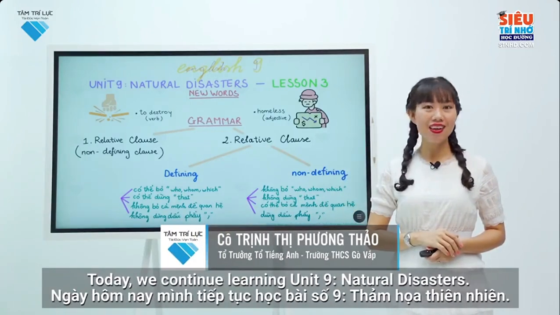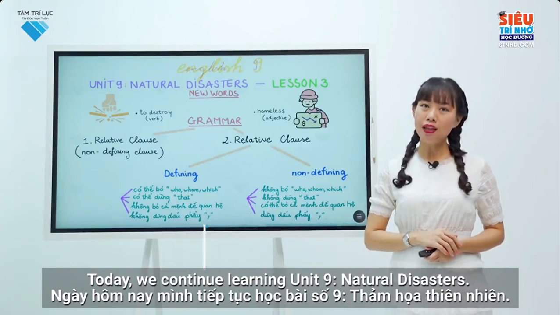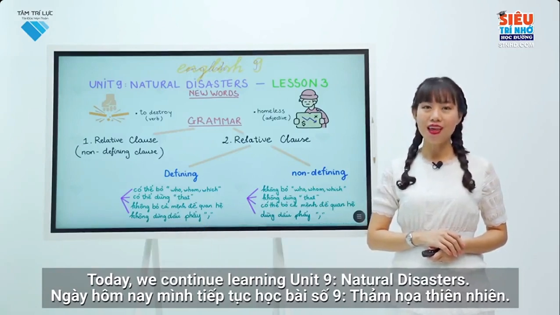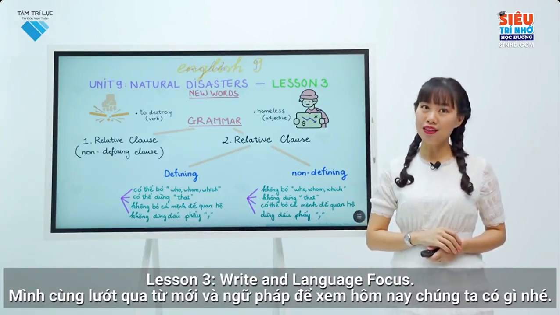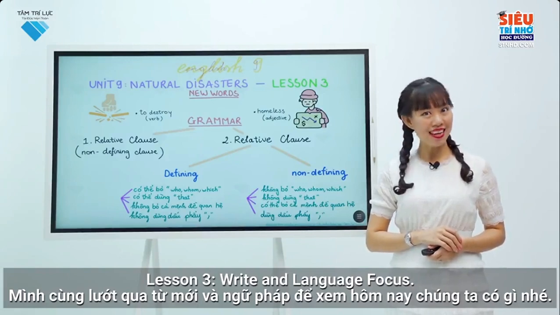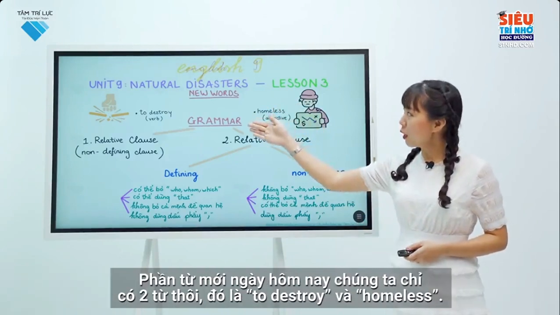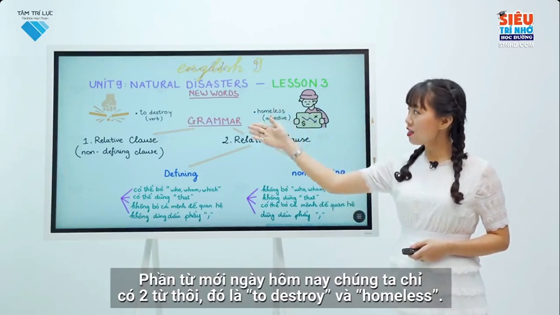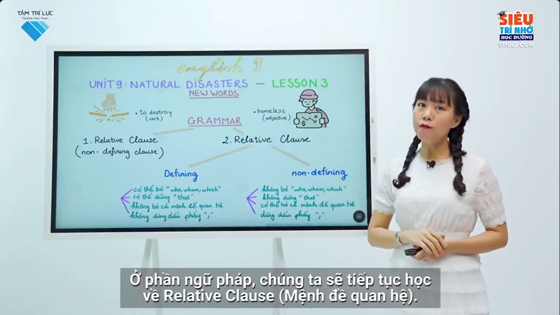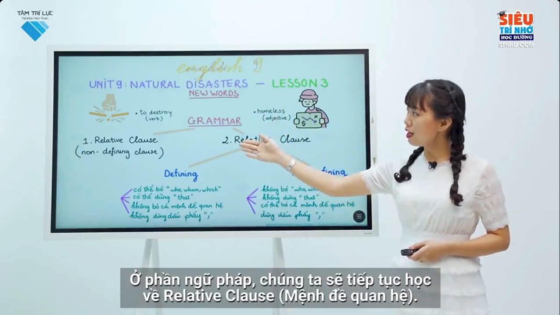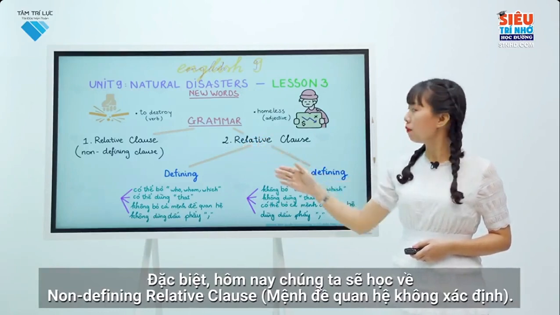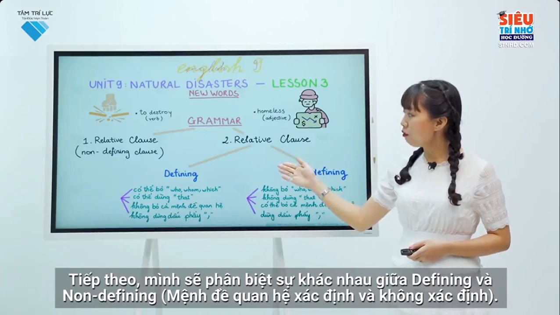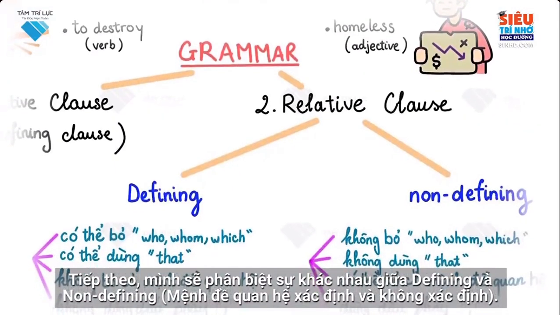Today we continue learning Unit 9, Natural Disasters. Lesson 3, Write and Language Focus. Let's take an overall look at today's new words and grammar. For vocabulary, we only have 2 words. They are to destroy and homeless. About grammar, we will continue learning about relative clause. We will especially learn about non-defining relative clause. Next, we will differentiate between defining and non-defining relative clause.